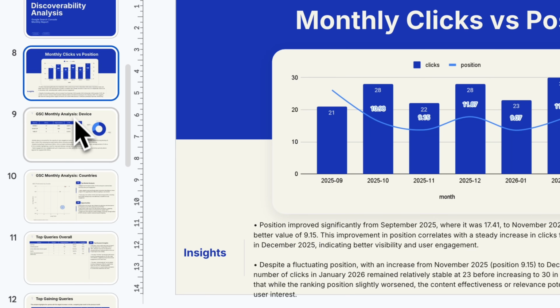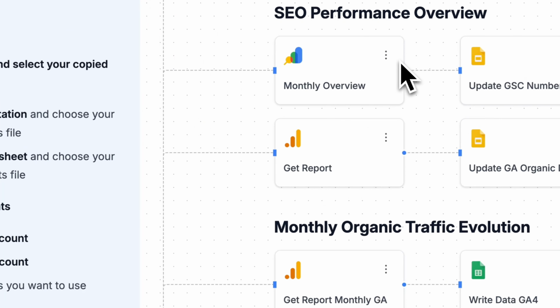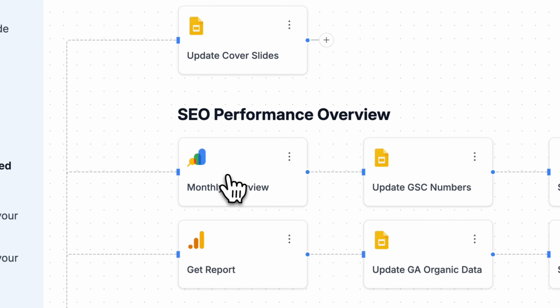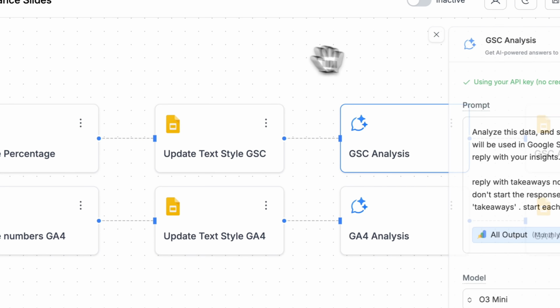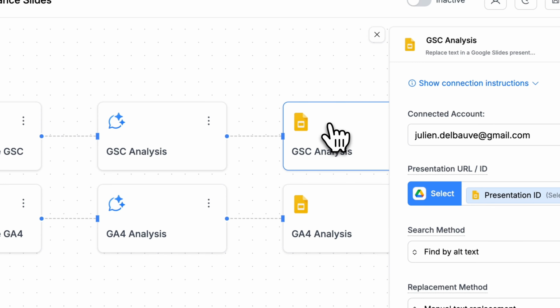This Markifact workflow fixes both problems. It connects Search Console and GA4, pulls the right data, and runs AI analysis on top of it. And it fills a branded Google Slides deck with the charts, the table, and the insights automatically.